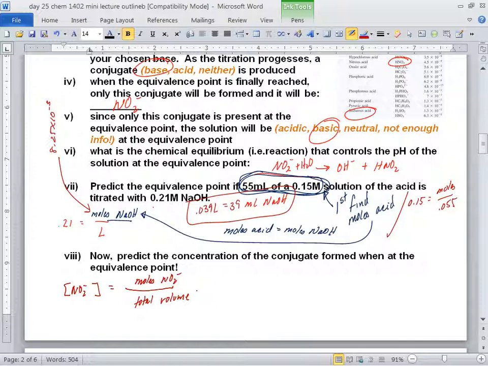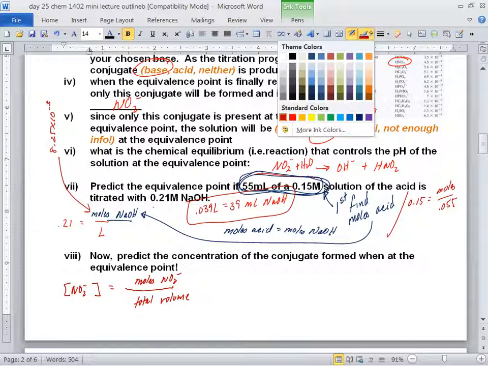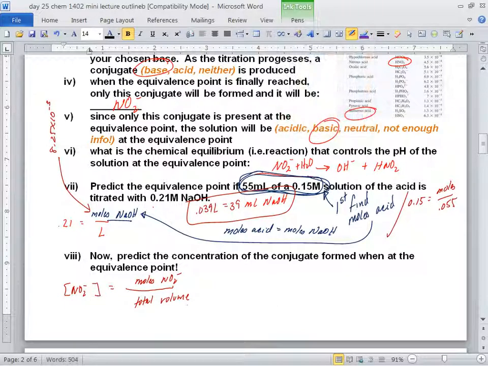It's what? How do you get that total volume? 55 plus 39 milliliters. And it has to be in liters, though. Right? So this total volume, that'll be 55 mils plus 39 mils. Okay? But it has to be in liters. How about the moles of NO2 minus? What would that be?